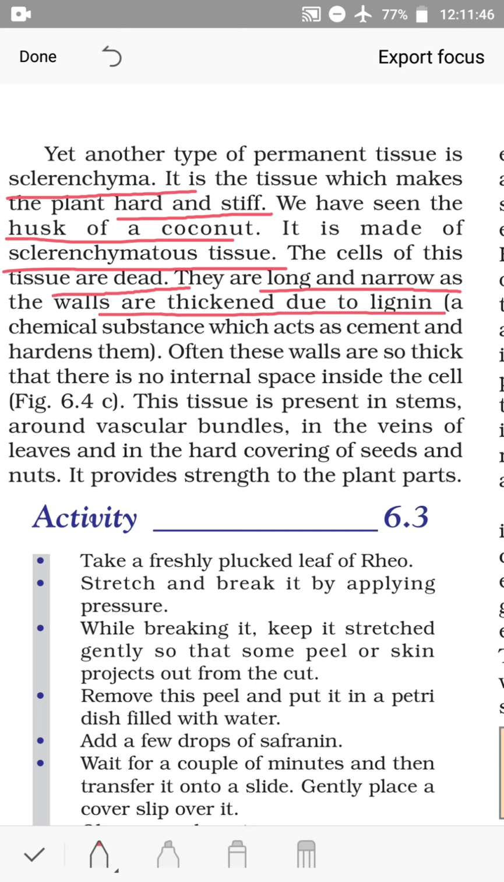This tissue is present in stems, around vascular bundles, in the veins of leaves, and in the hard coverings of seeds and nuts. It provides strength to the different plant parts.